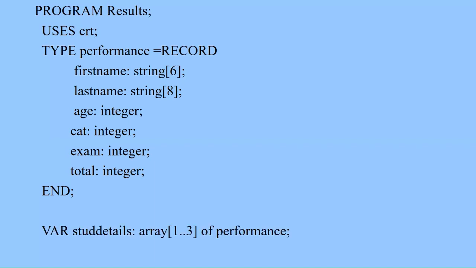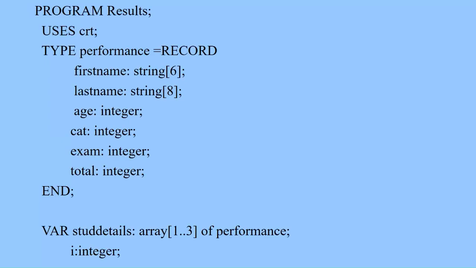Then we declare a variable or an object that we are going to use to manipulate the members of this record. And this is student details, but it is an array of 1 to 3 of performance. So it is an array of 3 records. It is going to be used to manipulate members for 3 records. So it's an array of records. Then we have variable I of type integer. And then begin.